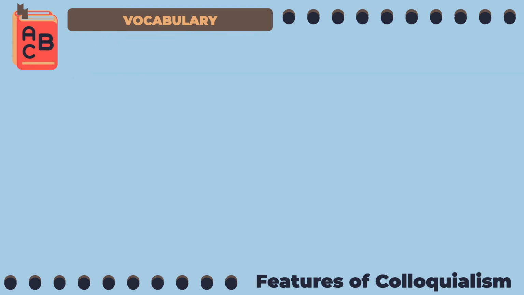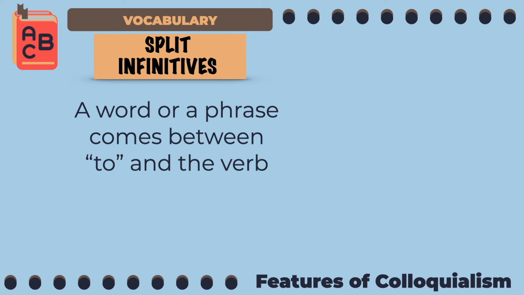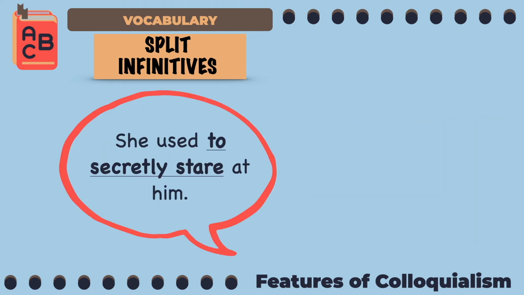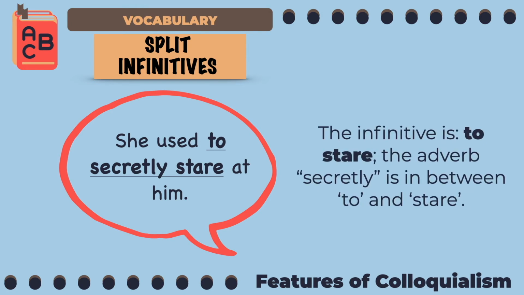The third feature is split infinitives. Split infinitives are words or phrases that come between to and the verb. This contains the infinitive to plus the word or words plus the verb. She used to secretly stare at him. In this sentence, the split infinitive is the phrase to secretly stare. The infinitive is to stare. The adverb secretly is in between to and stare.